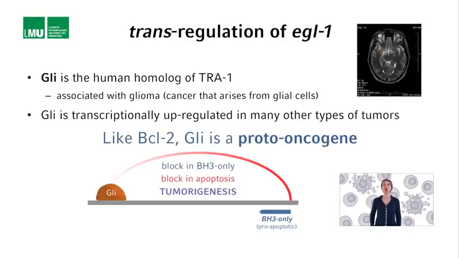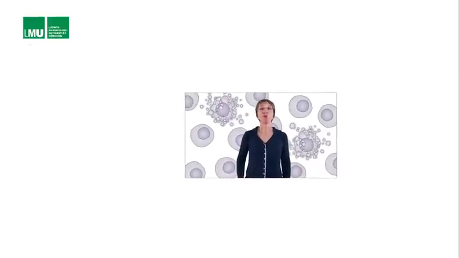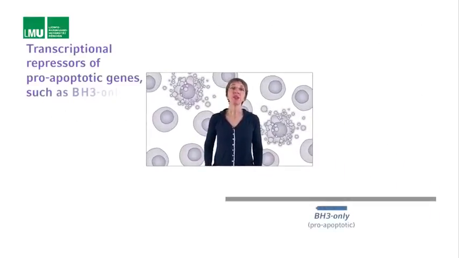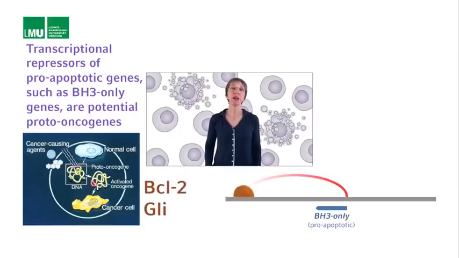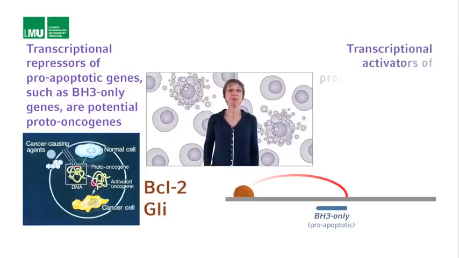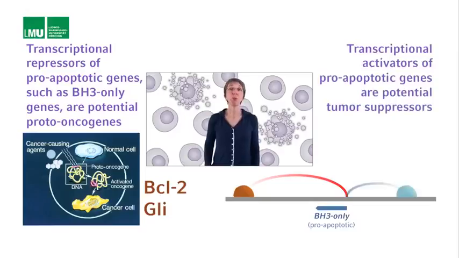This block in apoptosis could be the first step towards tumorigenesis. Transcriptional repressors of pro-apoptotic genes, such as BH3-only genes, potentially are proto-oncogenes. Proto-oncogenes are genes whose overexpression or inappropriate activation can cause tumorigenesis. BCL2 and GLI are examples of such proto-oncogenes. Conversely, transcriptional activators of pro-apoptotic genes potentially are tumor suppressor genes. And tumor suppressor genes are genes whose loss can cause tumorigenesis.